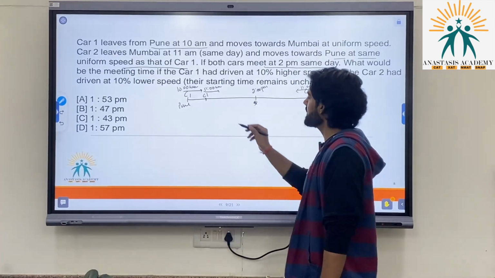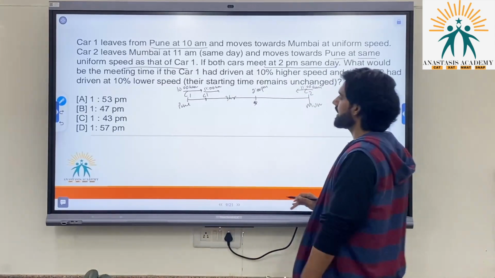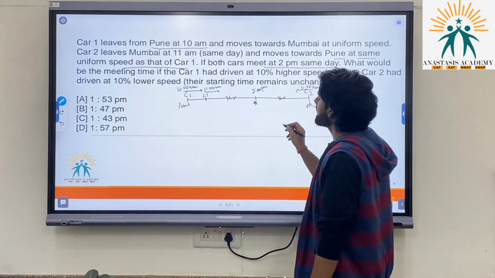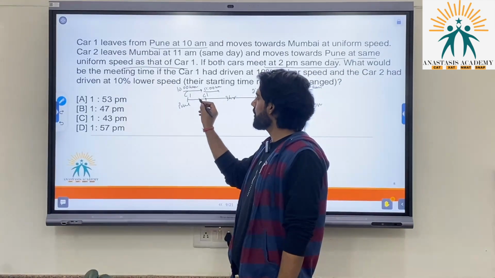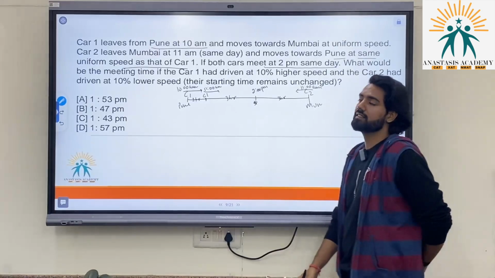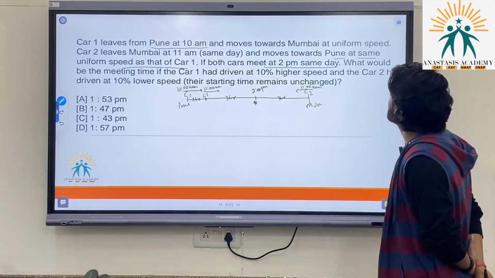So how much time is this? 3 hours. Car 1 is taking 3 hours to travel this distance. Car 2 will also take 3 hours to cover this distance. And car 1 has already taken 1 hour to cover this distance. Okay. Let's just read what is given next.